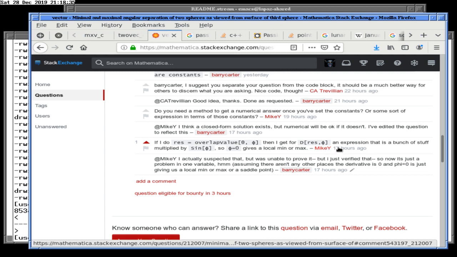The expression for the derivative is basically something multiplied by sine of phi. And so setting phi equal to zero makes sine of phi zero, makes the whole thing zero. It's very, very nice. And I did say I suspected that, which I think I mentioned in a previous stream, that I did think the maximum would occur at the equator, or what we're calling the equator.